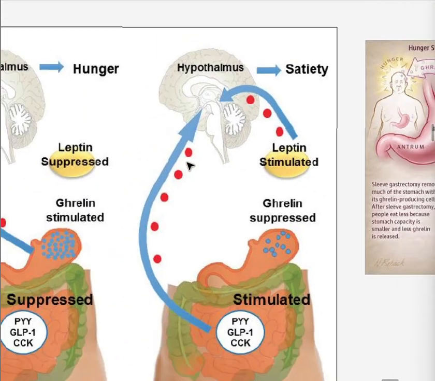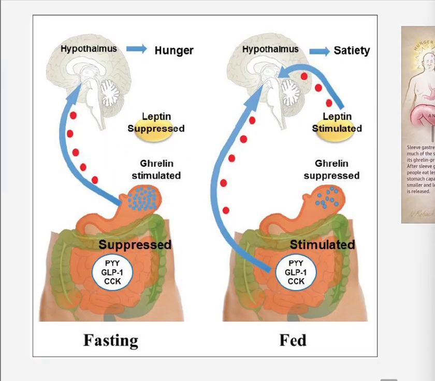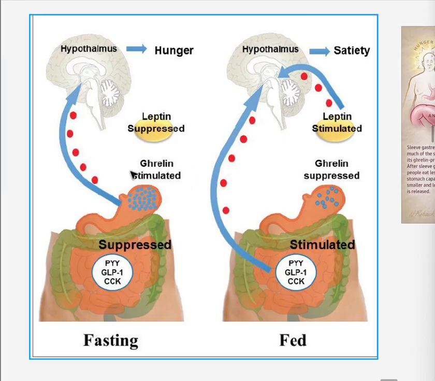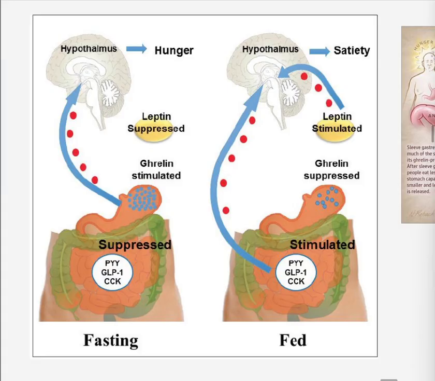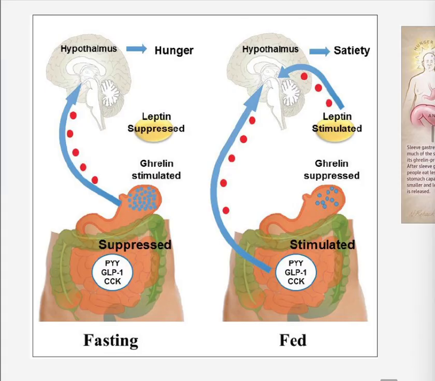Now, there's a ghrelin and hunger cycle. So, whenever you're hungry, ghrelin is stimulated and leptin is suppressed. During fasting, ghrelin levels increase. This signals the brain to eat, and after eating, ghrelin levels decrease. This basically helps to signal satiety to the brain that you're full.